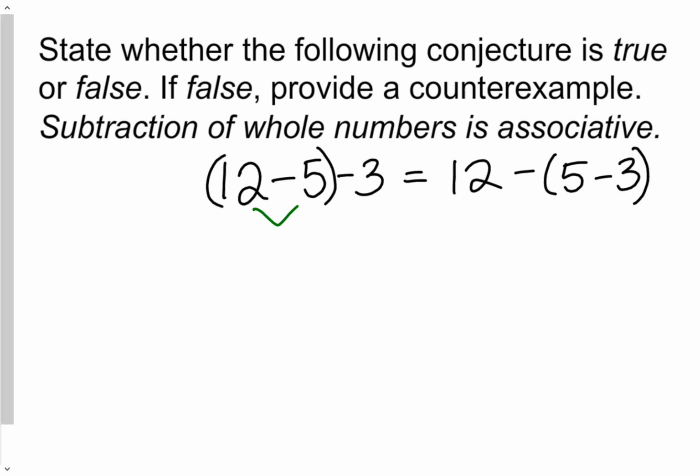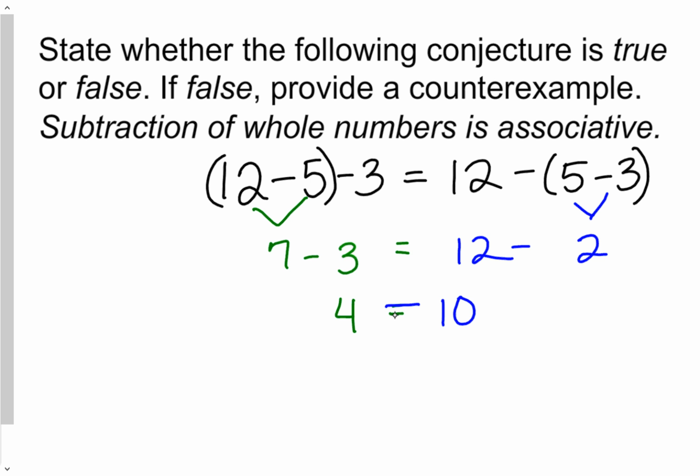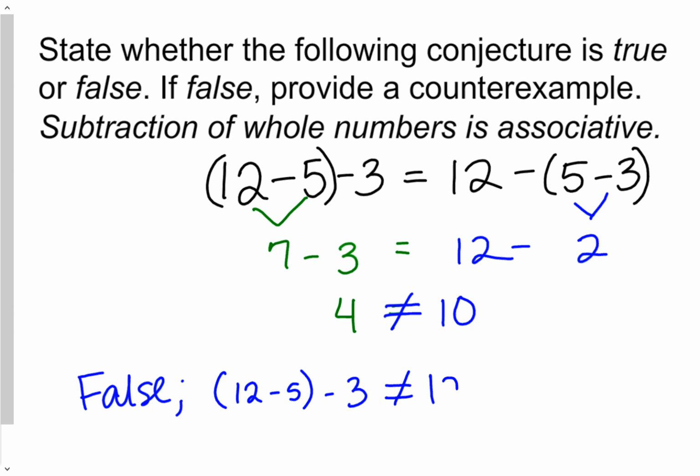So I'm going to start with my order of operations, which tells me to do parentheses first. So 12 minus 5 is 7. 7 minus 3 equals 4. So my left side equals 4. My right side, by following the order of operations, I'm going to do 5 minus 3 first, and that's 2. So 12 minus 2 is 10. So in this case, they did not equal each other. So this conjecture is false. And the counterexample, the one that proved that it was false, is this right here.